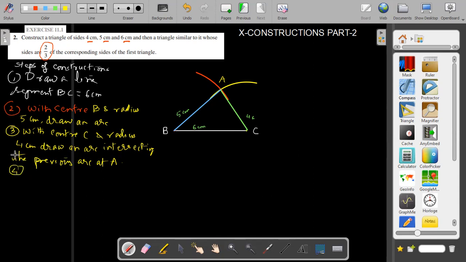ABC is the given triangle. Join AB and AC, then triangle ABC is the given triangle. This is the given triangle. So another triangle we have to draw.